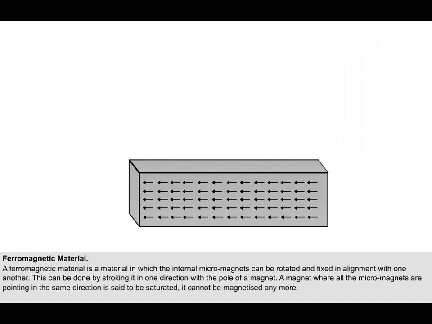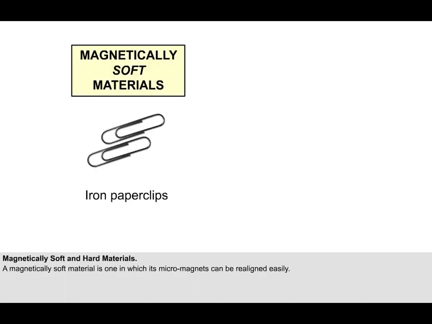A magnet where all the internal micromagnets are pointing in the same direction is said to be saturated. It cannot be magnetized anymore. The ease with which the micromagnets are realigned depends on the material in which they exist. The term magnetically soft describes a material in which the micromagnets can be realigned easily. Iron is a typical example of a magnetically soft metal.